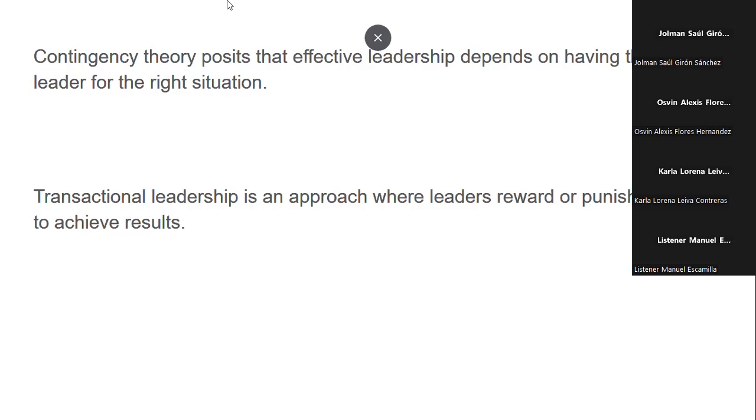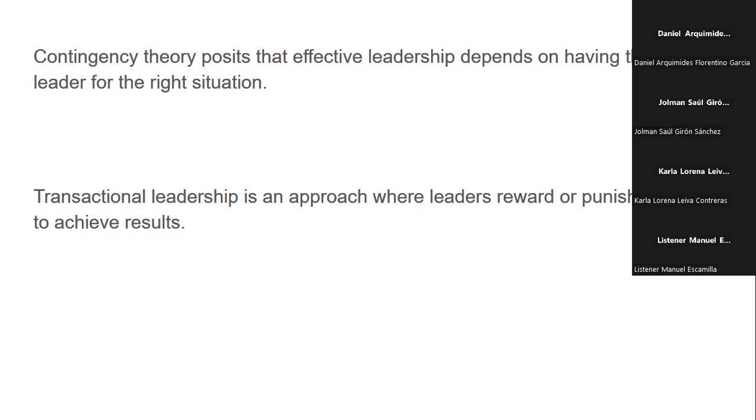Okay, it's very easy. So there are two theories here. The first one says contingency theory. That expresses that effective leadership depends on having the right leader for the right situations. So depending, for example, on the department where you need a leader, sometimes you need somebody that is very analytical, or sometimes you need a leader that is leading. So you need to analyze what is the right person for each position. So that is the first one, contingency. And actually contingency is when you handle different situations, right?